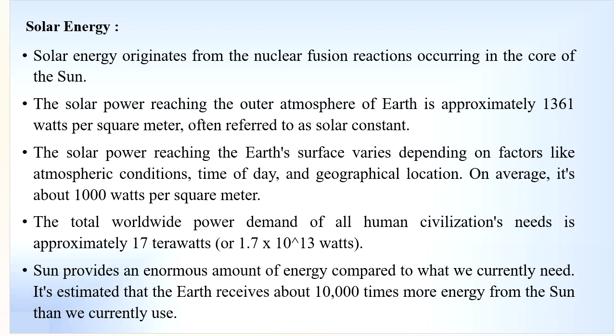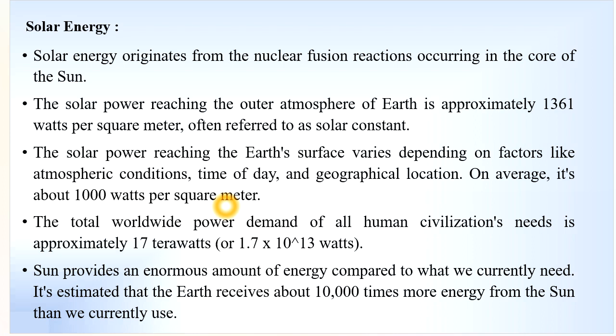Next, this solar energy originates from the nuclear fusion reactions occurring in the core of the sun, right? The solar power reaching the outer atmosphere of Earth is approximately 1361 watts per square meter. So per square meter of area, we have solar power of 1361 watts, and this is often referred to as the solar constant. It is an important definition.